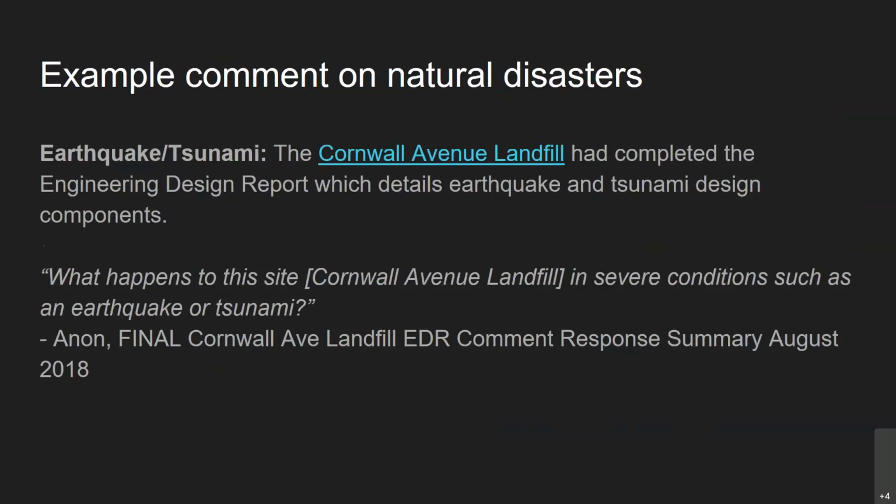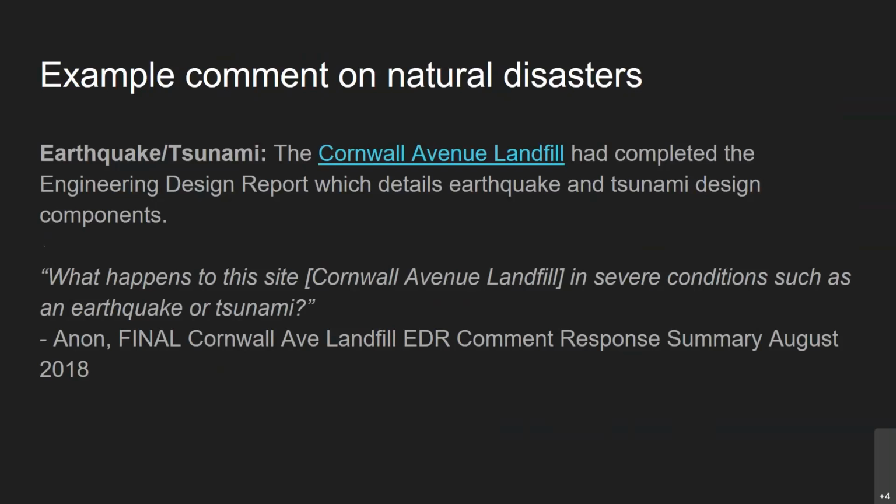So here this person asked, what happens to the site, Cornwall Avenue landfill, in severe conditions such as earthquakes or tsunamis? The thing that I want to highlight here is that this person had a specific question, but it's a more open-ended question. It's nice if you can read the whole document, but you don't have to read through the 900 pages of the technical document to provide a comment. If you do have concerns, feel free to raise those questions too.